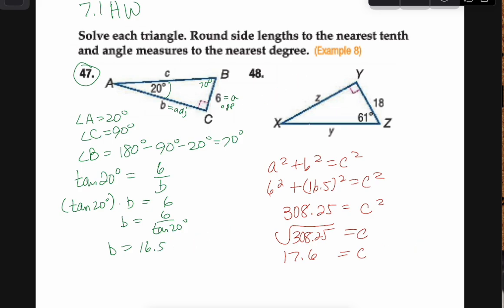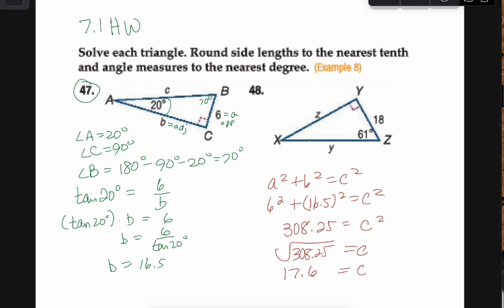And there are lots of ways to do it. You might have decided to use another trig function like tangent or sine or cosine. Sine or cosine would also find you the hypotenuse. You might have started out, found the hypotenuse, and then did the Pythagorean theorem. There are so many ways to do this, but that is the answer to 47 from the 7-1 homework.